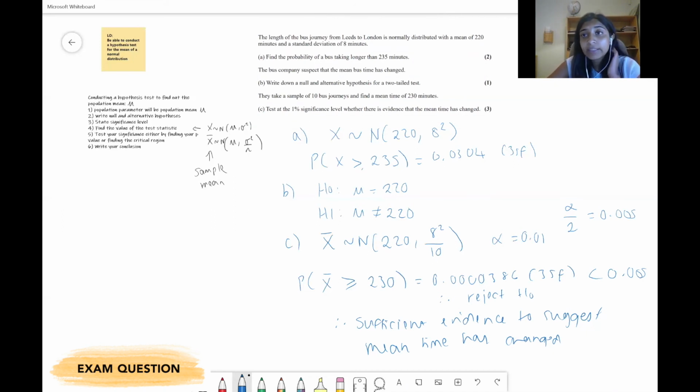So just recognizing it's a two-tailed test and remembering to do your sample mean with this parameter here being your sigma squared over n. And then because it's a two-tailed test, you need to remember to compare your p-value to the significance level that they've given you over 2.